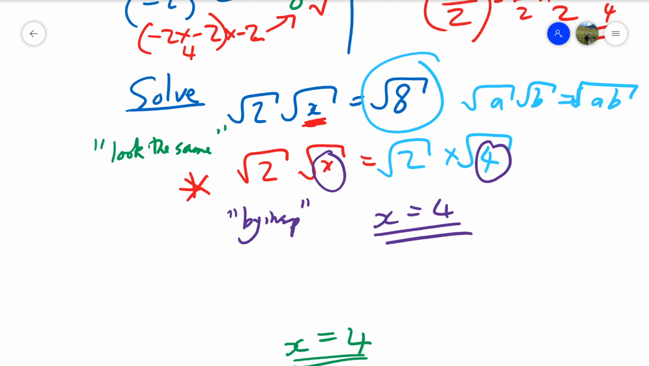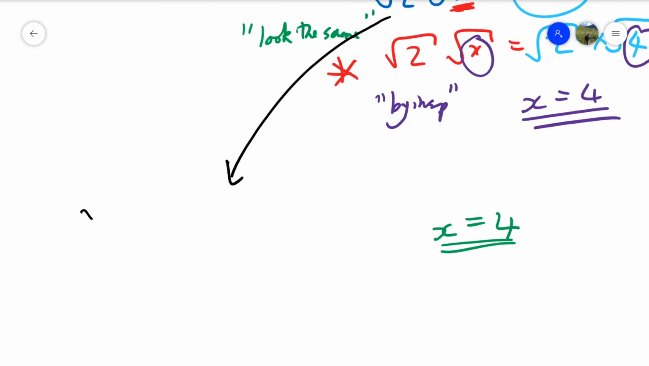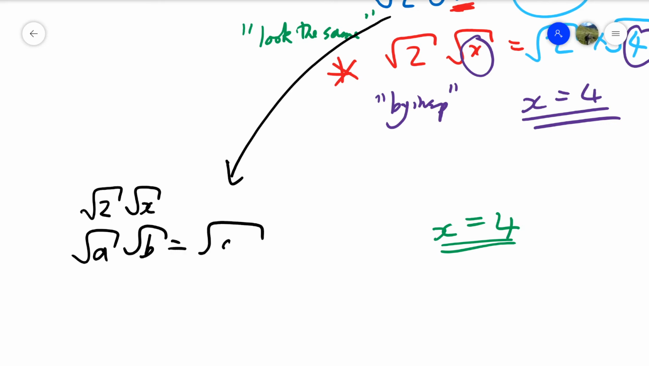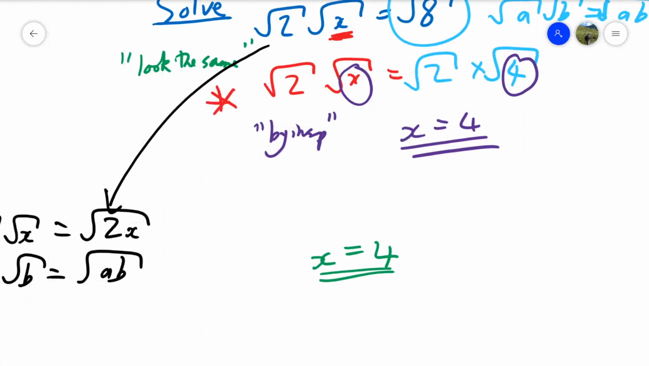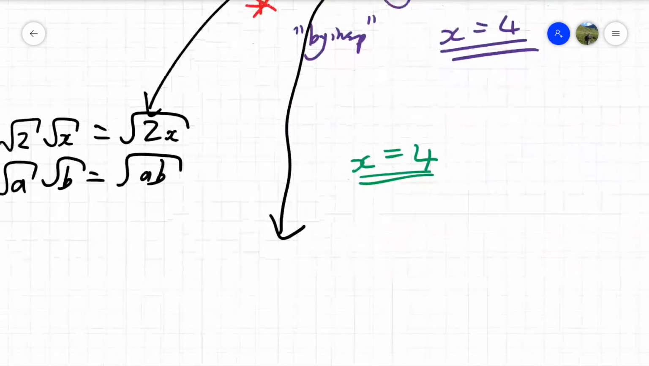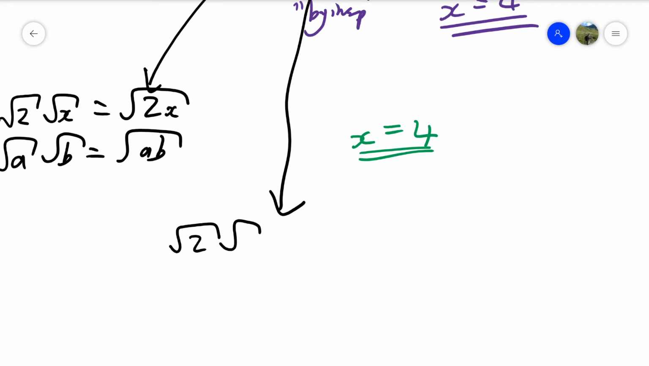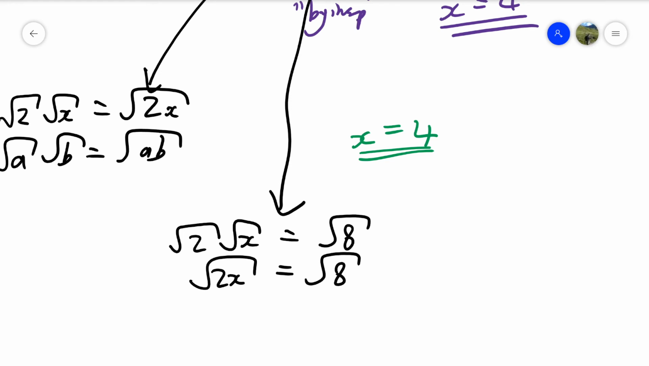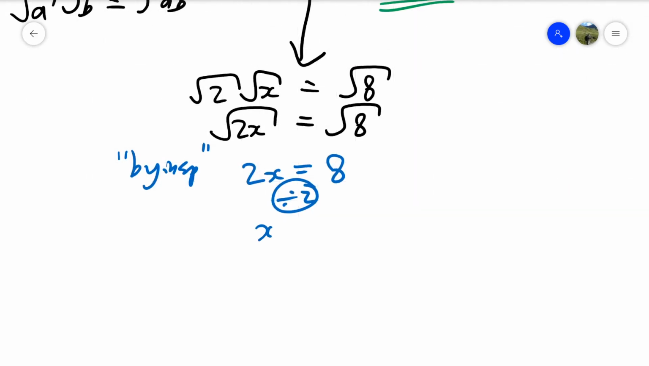I just want to point out, we could have done it a different way. As I was speaking out loud, I realized we could also have said root 2 root x, using the rule root A root B equals root AB, is just equal to root 2x. This is now pretty horrific. Let's go down here. We can then say root 2 root x equals root 8, which means that root 2x equals root 8, which basically means by inspection, the thing inside must tell us that 2x equals 8. Divide by 2, x equals 4.